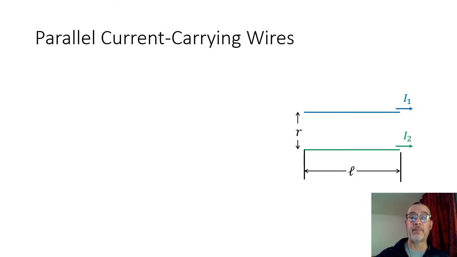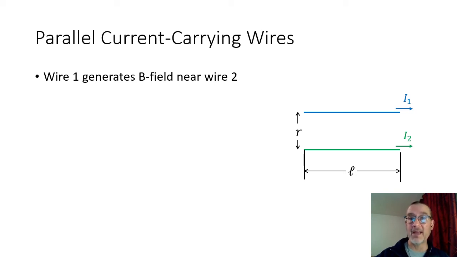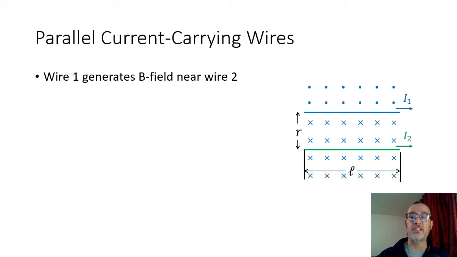Now the first thing that happens is that the first wire, wire 1, is going to generate a magnetic field near wire 2. It's actually going to generate a magnetic field throughout all of space, but I'm interested in what's happening near wire 2. And if we use the right-hand rule, what we see is that with the current moving to the right, my right hand would wrap around the wire this way.